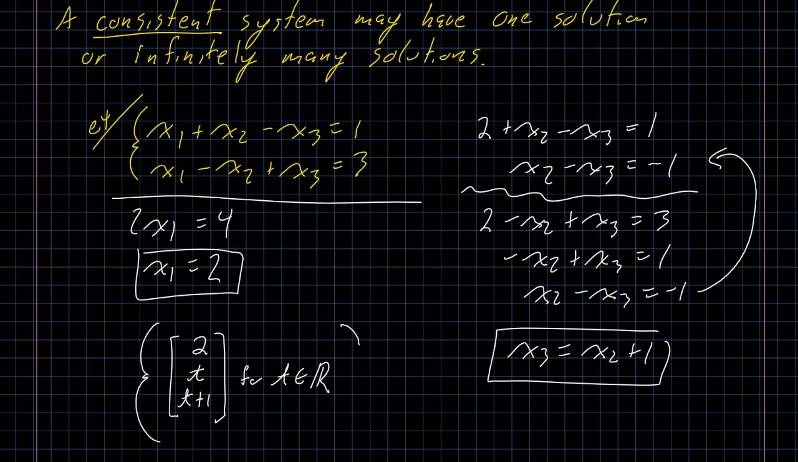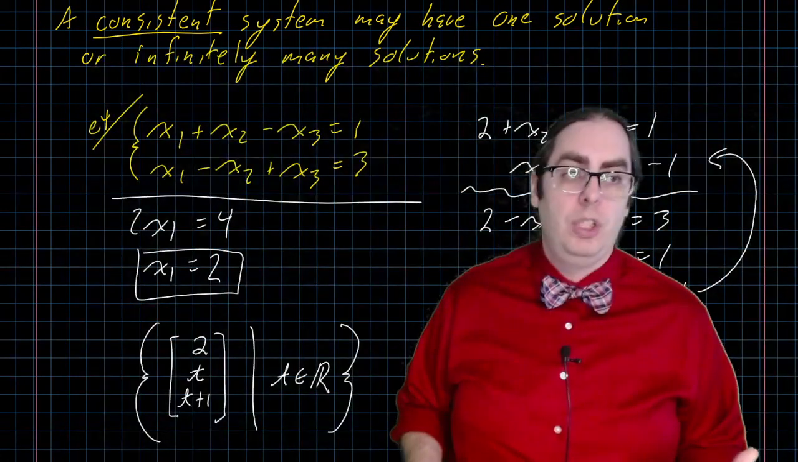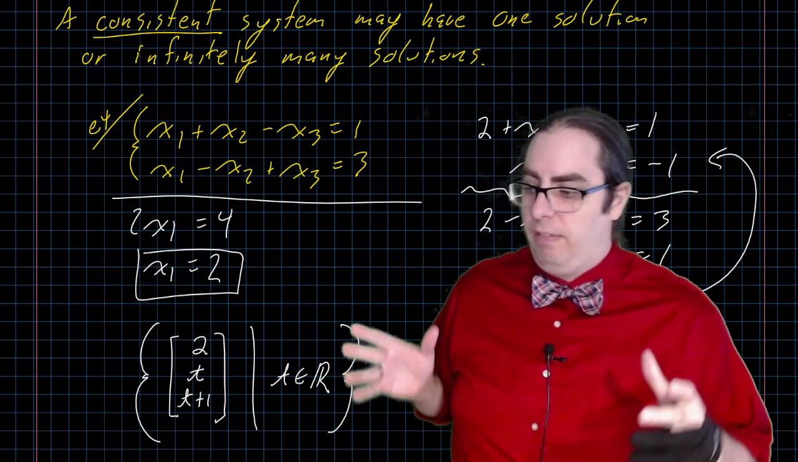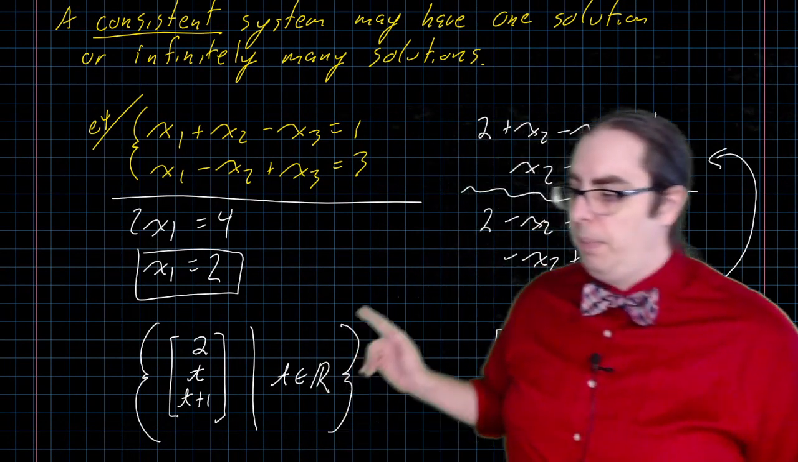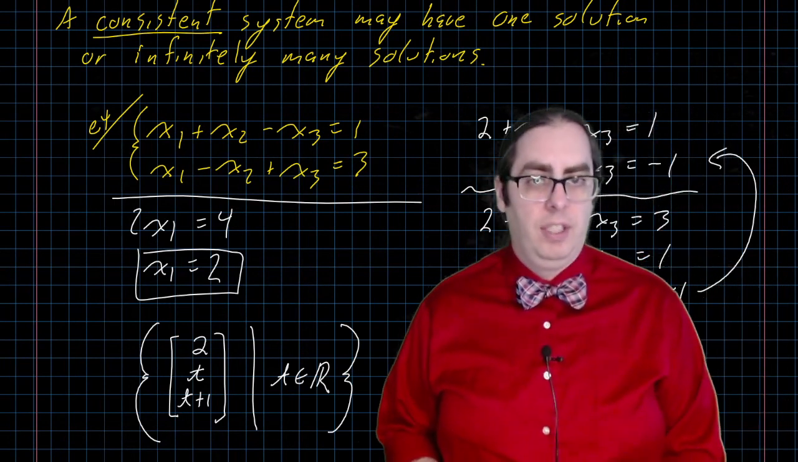So if I build this as a set, instead of saying the word for, I guess I can use the vertical bar that is so common. The set of all vectors 2t, t plus 1, such that t is a real number, is the solution set for this system of equations. It has infinitely many solutions. Every value of t that you plug into this vector will satisfy the system. Right? The solution is not all vectors. It is a very specific subset of vectors, but it is every vector that satisfies this condition.